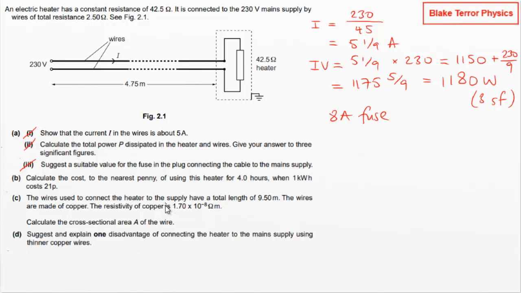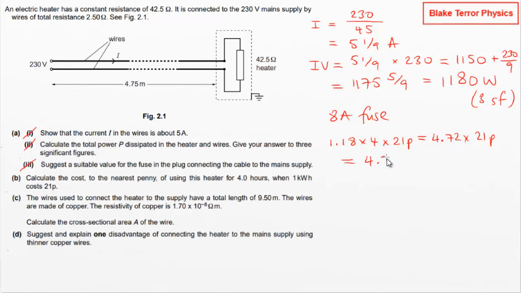Part B, calculate the cost to the nearest penny of using this heater for 4 hours when 1 kilowatt hour costs 21p. Right, so we've got our kilowatts is 1.18. Multiply that by 4 and then multiply by 21p. So that is 4.72 times 21p, which is, what's that going to be?